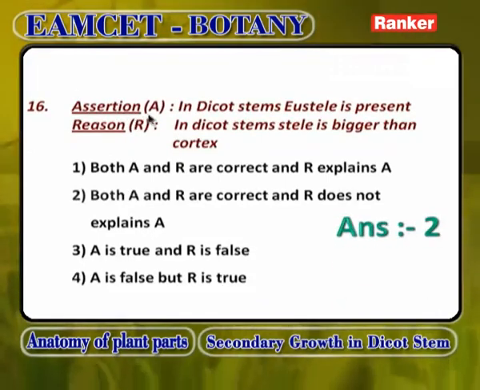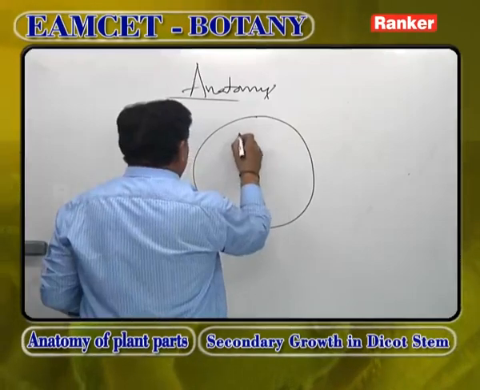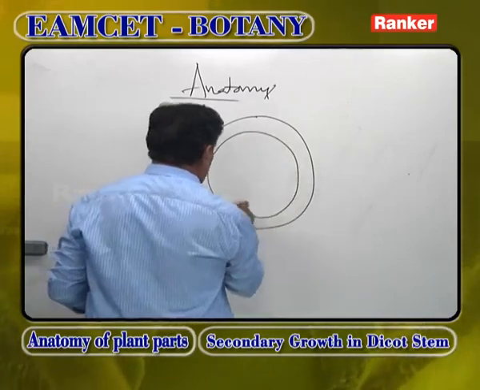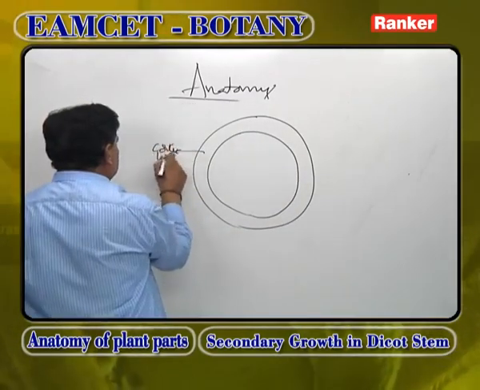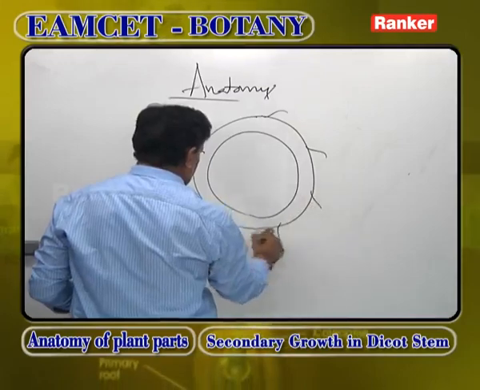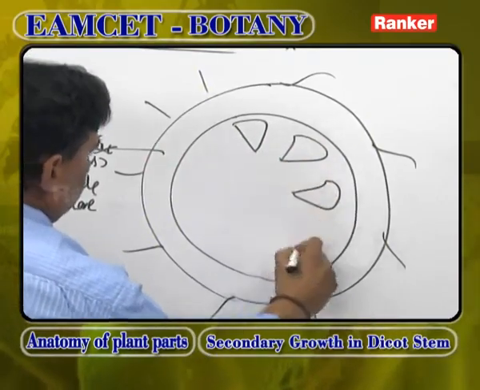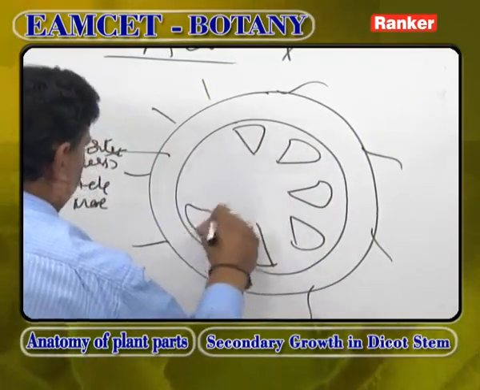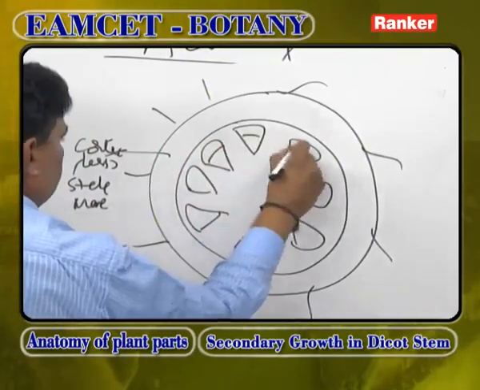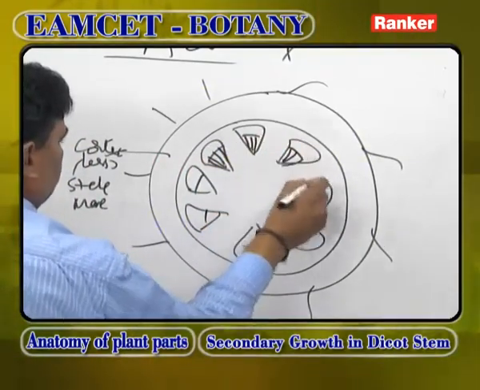This is another assertion reasoning. In a dicot stem, eustele is present, and eustele means the ground plan: cortex is less, stele is more. Cortex is less, stele is more. And some of the epidermal cells give rise to trichomes. Eustele means limited number of vascular bundles arranged in the form of a ring. This is called eustele. Cambium is present in between xylem and phloem. Xylem towards the lower side, phloem towards the upper side.